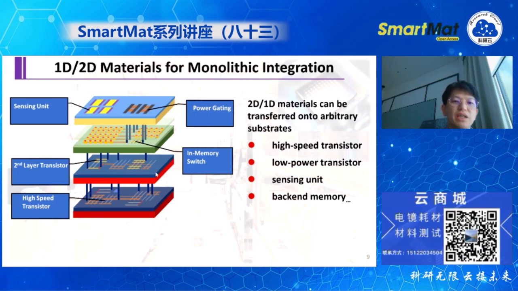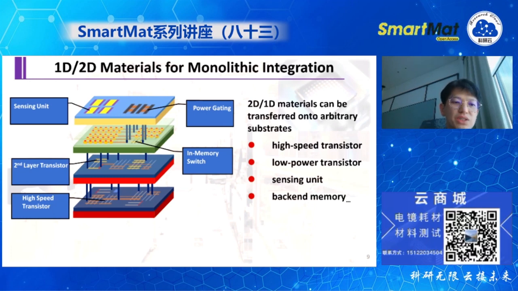You can integrate a back-end-of-line compatible transistor on top, and this drastically increases the transistor density because you directly add the second layer transistor. Even more, you can put in in-memory switches, a memristor on top of the transistor, if it is compatible with the back-end-of-line process. On top of that, you can also put sensing units and power gating, if you have a low temperature compatible process. Basically, you save a lot of footprint from underneath, right?